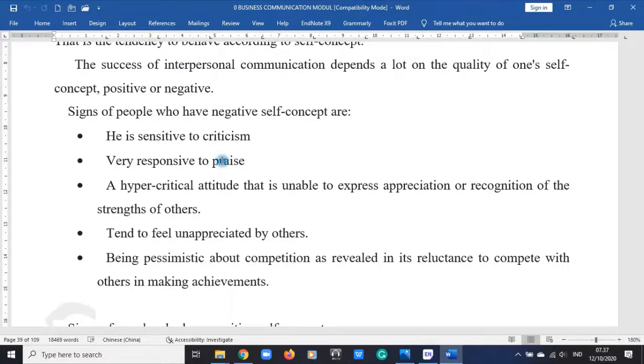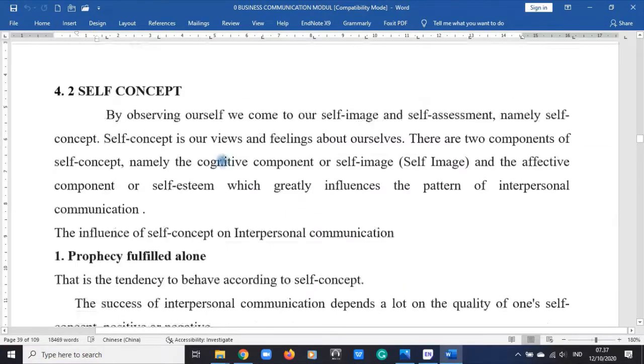Next, they tend to feel unappreciated by others and are pessimistic about competition, as revealed in their reluctance to compete with others in making achievements. Those are signs of people who have negative self-concept. But I wish we're different.